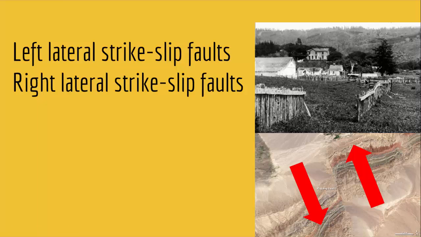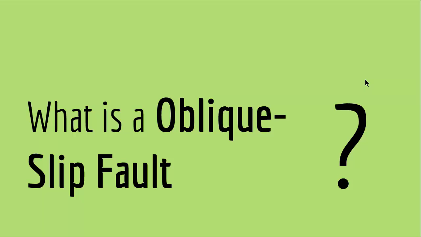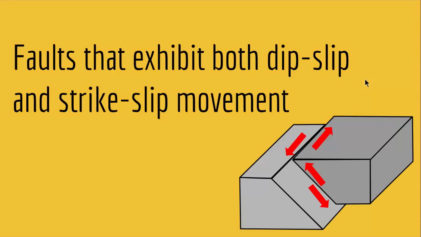The last type of fault that we have is oblique slip faults. So what is an oblique slip fault? Well, oblique slip faults are faults that exhibit both dip slip and strike slip movement. So we had strike slip faults, we had dip slip faults, and we have oblique slip faults.